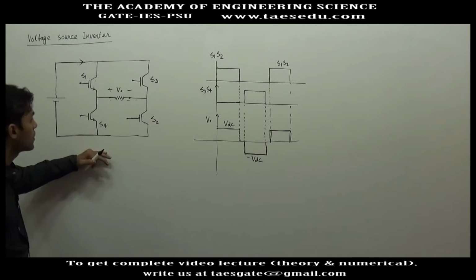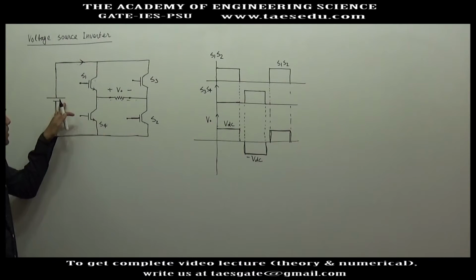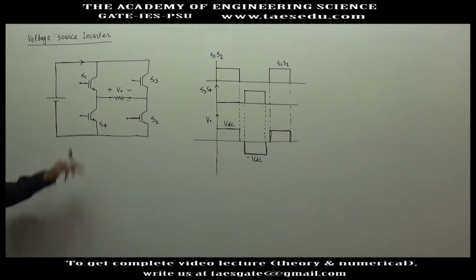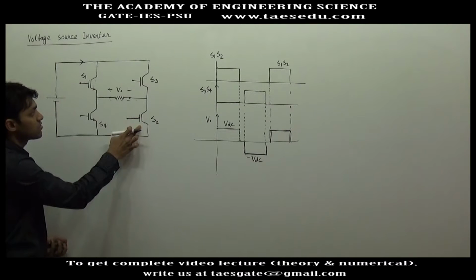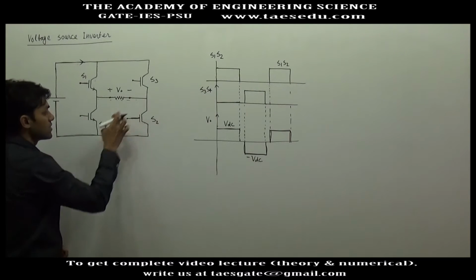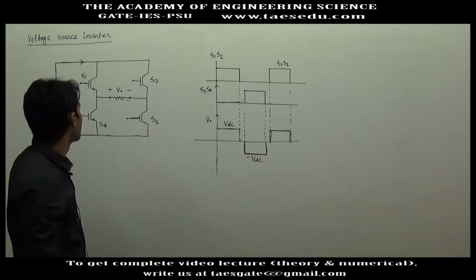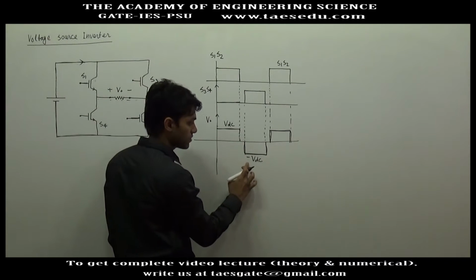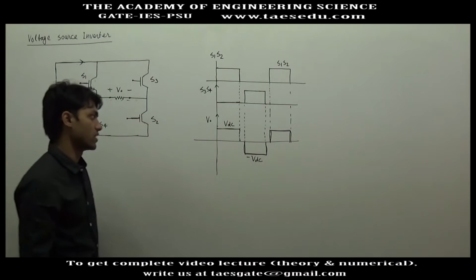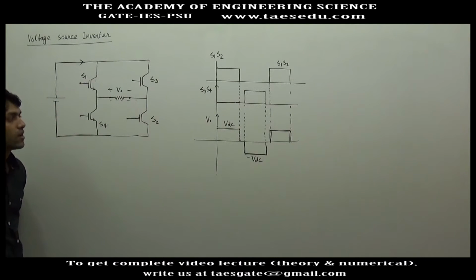So in an inverter, what we are doing is, we have given a DC voltage source as input, and in an alternate way we are giving signal to switch S1 S2 and then switch S3 S4. So corresponding to S1 S2 you will get positive voltage, and for S3 S4 we are getting negative voltage. So this way we are getting a voltage waveform of opposite polarity.